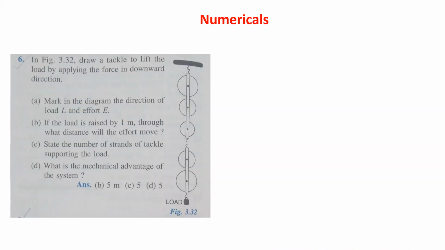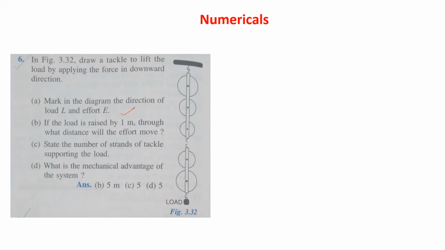Now the question is, draw a tackle to lift the load by applying the force in downward direction. That means effort should come in the downward direction. Then mark in the diagram the direction of the load and effort. If the load is raised by 1 meter, through what distance will the effort move? State the number of strands in the tackle supporting the load and what is the mechanical advantage of the system.